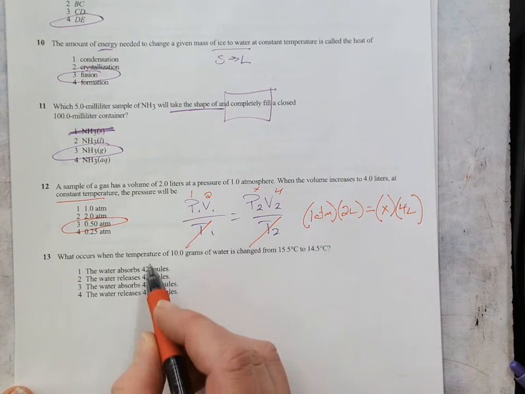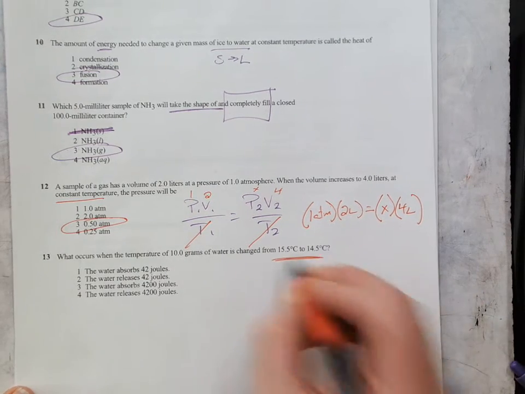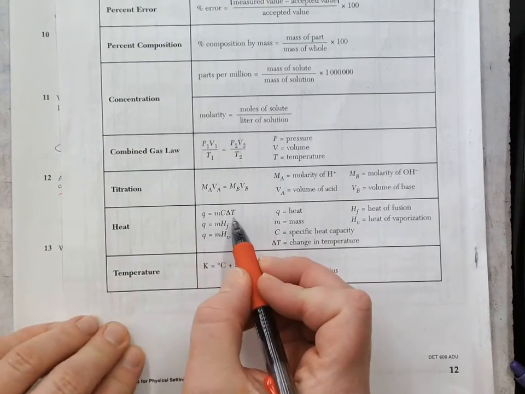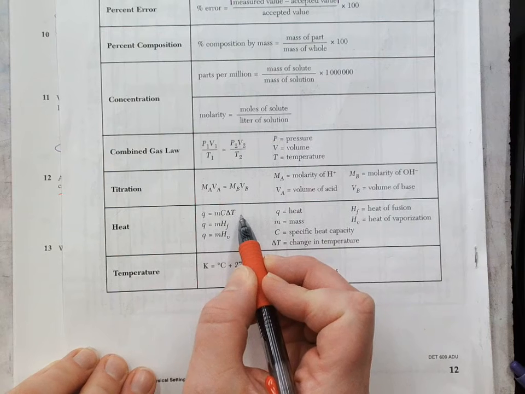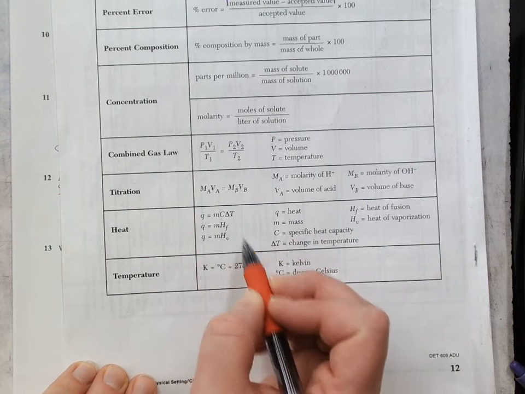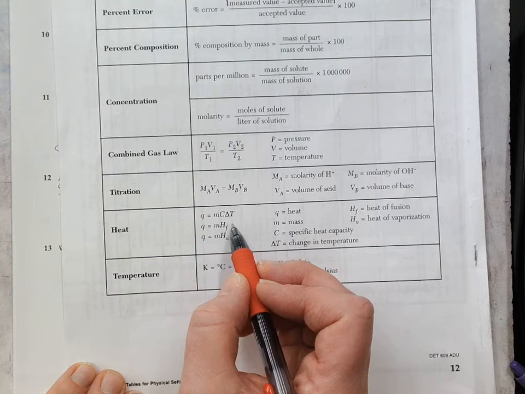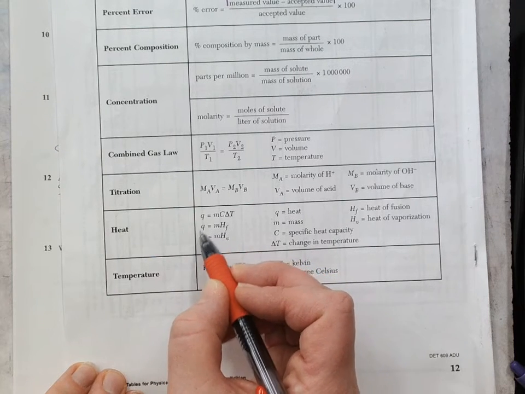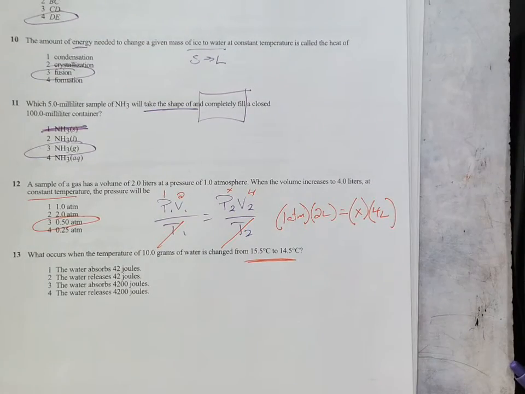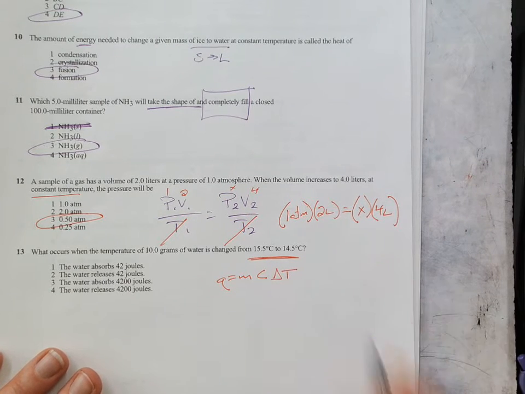Okay. This is about joules of heat, absorbing and releasing heat. And the temperature is changing. So, here are our 3 heat equations. If the temperature is changing, I've got to use the MCΔT. If it's melting or freezing, fusion or freezing, I'm going to use this one. If it's vaporization or condensation, I'm going to use this one. Even if they mention a temperature for these, if the temperature is not changing, I'm not going to use MCΔT. Only if the temperature is changing. So this one is Q equals MCΔT.